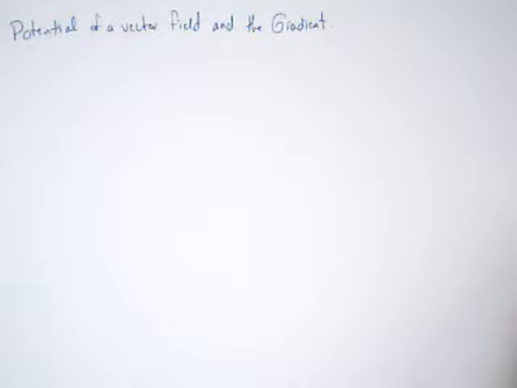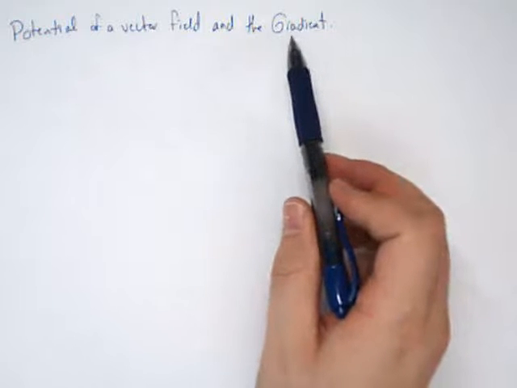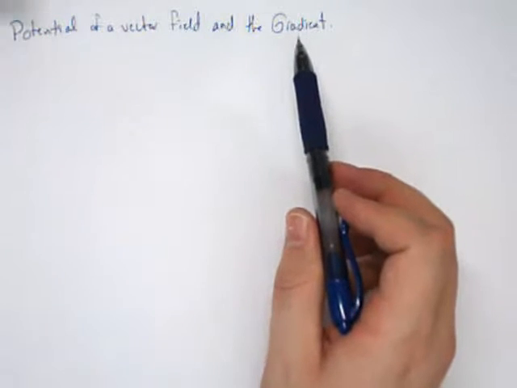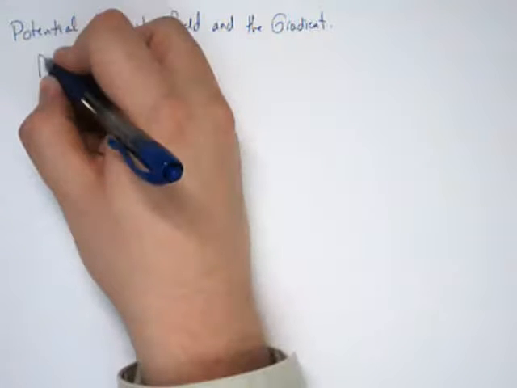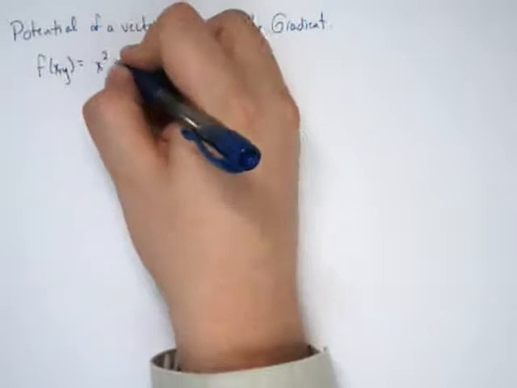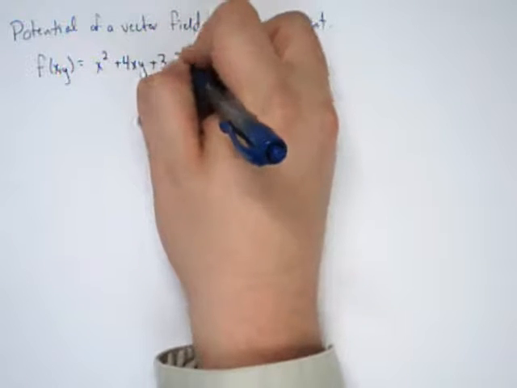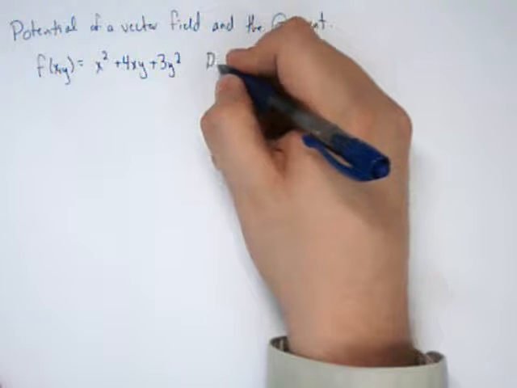In this screencast, we're going to look at gradients, or the potential of a vector field, and the gradient of a function. We're going to start with gradients, and the idea is if you start with a function, f of x y, which is something, I'll just go x squared plus 4xy plus 3y squared. Well, we already know how to take the derivative.